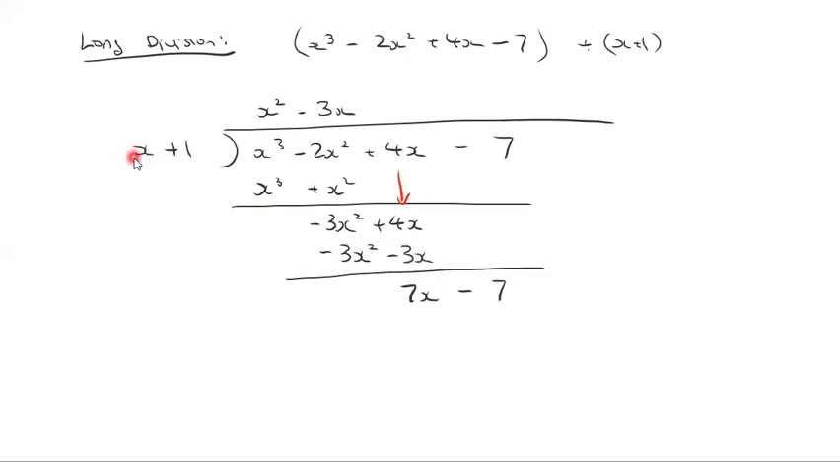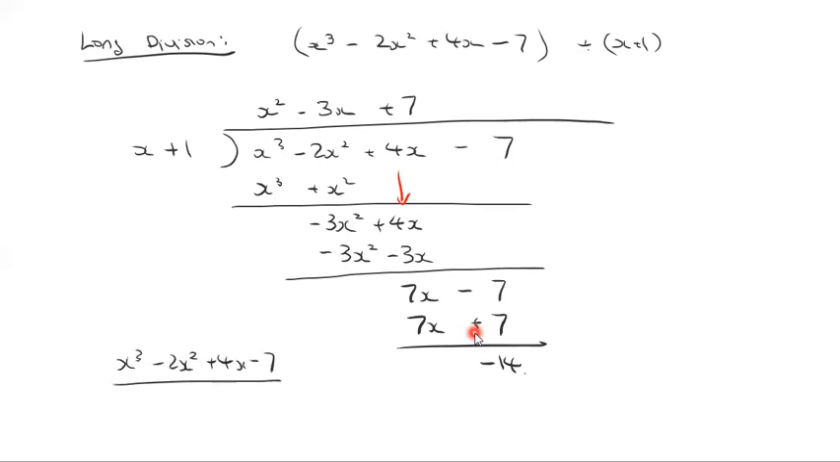And then you do the same thing. What do you multiply x by to get 7x? And your answer is positive 7. And then you'll get 7x plus 7. And so we'll have negative 7 minus 7, which is negative 14. So in other words, we're saying that x cubed minus 2x squared plus 4x over 7 divided by x plus 1 equals x squared minus 3x plus 7, plus negative 14 over x plus 1. That's the result of the division, if I'm doing it the long way.